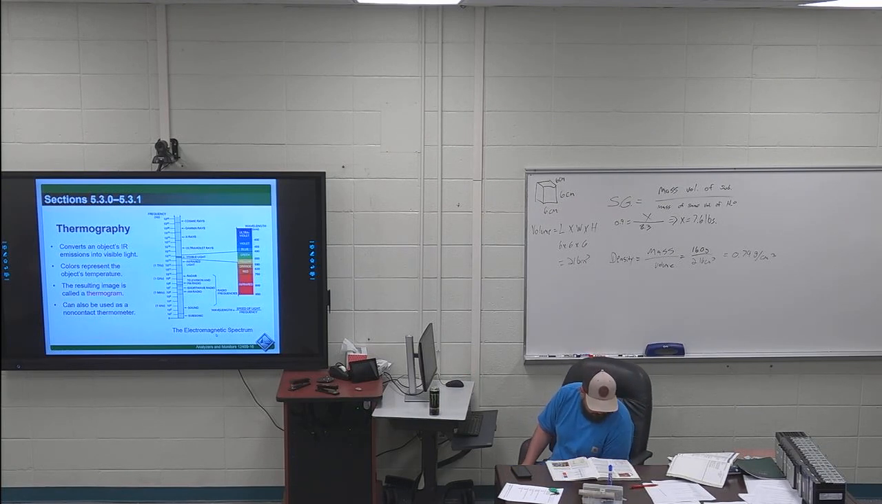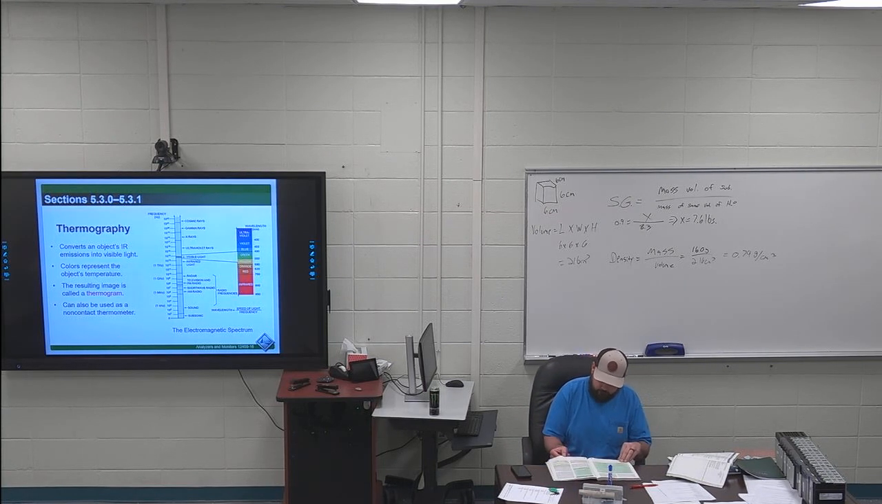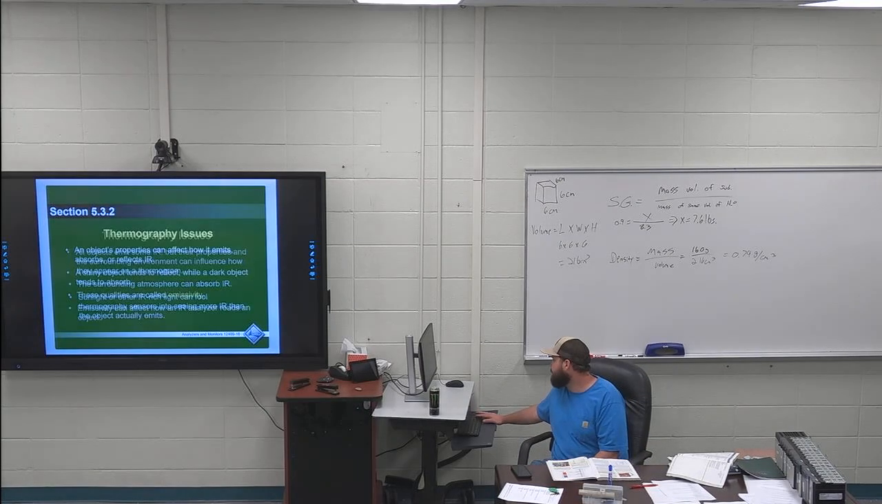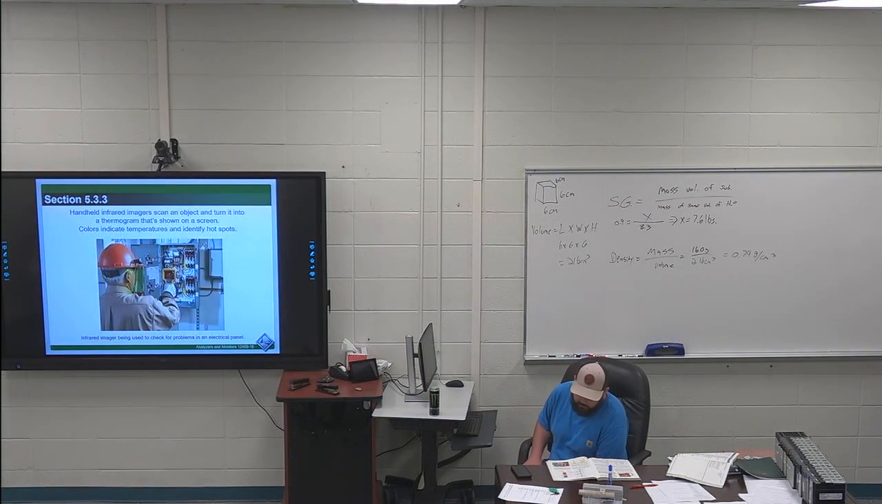532, factors affecting infrared imagery. The sentence before the bullet points is highlighted. Objects can appear to be cooler or warmer than they actually are because of the following factors. And I've got the first bullet point, the emissivity of the object. Sensing equipment, 533. The sentence that's before that one bullet point all the way at the end of page 41 is highlighted.